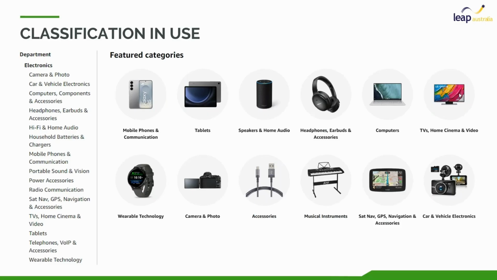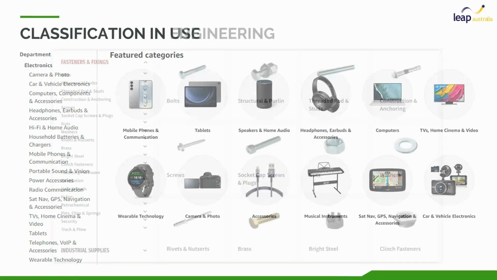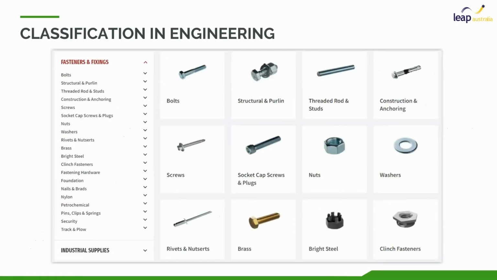So we can also do that in engineering, right? It's very common. You go onto an engineering supplier's site, parts and things like that you want to buy. So you might say I'm looking for fasteners and fixings. Then under that, we've got all the different types of fasteners, bolts, screws, nuts, washers, rivets, whatever it might be. And you can start drilling down through that sort of classification structure, okay? So we can do that inside Windchill as well.